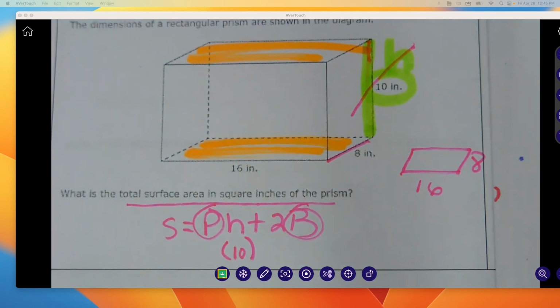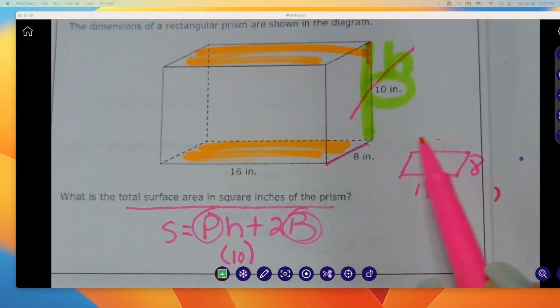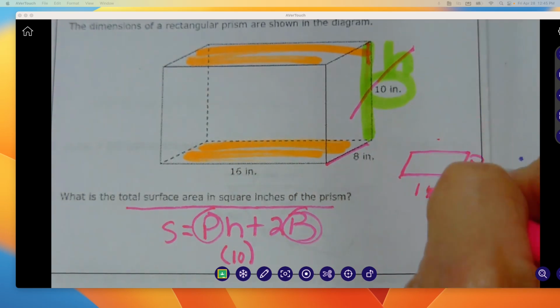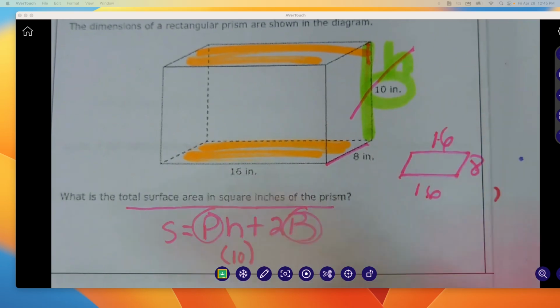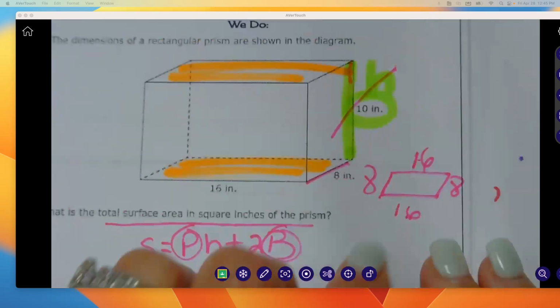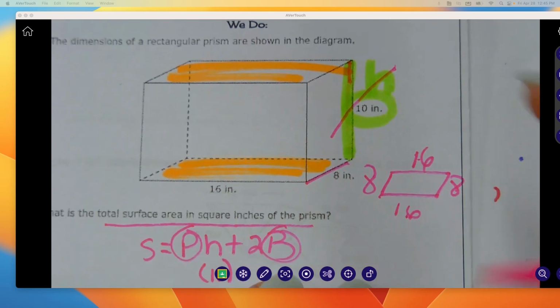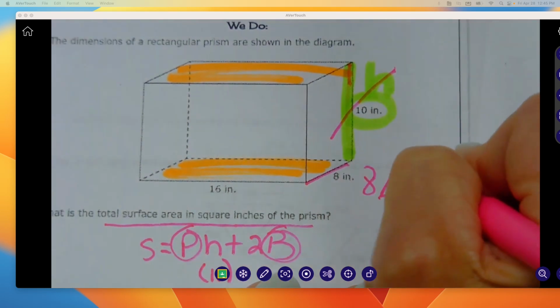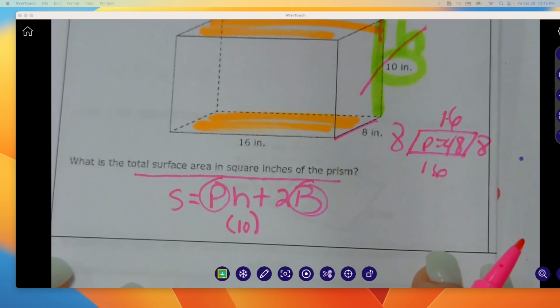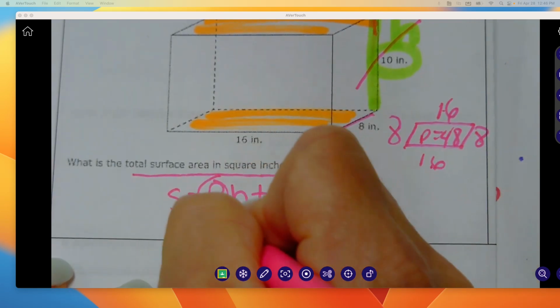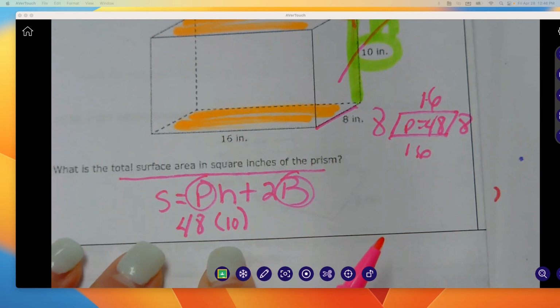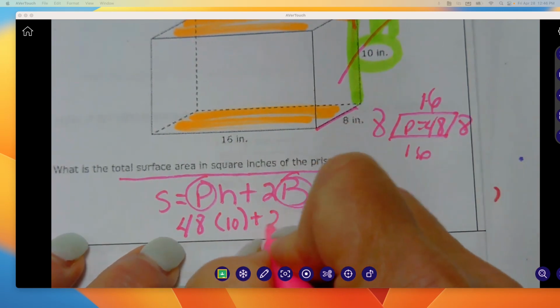Now, to find perimeter, remember I'm going to add up all 4 sides. If this is 16, this is 16. If this is 8, this is 8. So I'm going to come over here to Desmos, and I'm going to add up all 4 sides. So I'm going to add 16 plus 8 plus 8. So my perimeter is 48. Okay, so I'm going to plug that in for capital P. So I have 48 for the perimeter times the height of the prism plus 2.